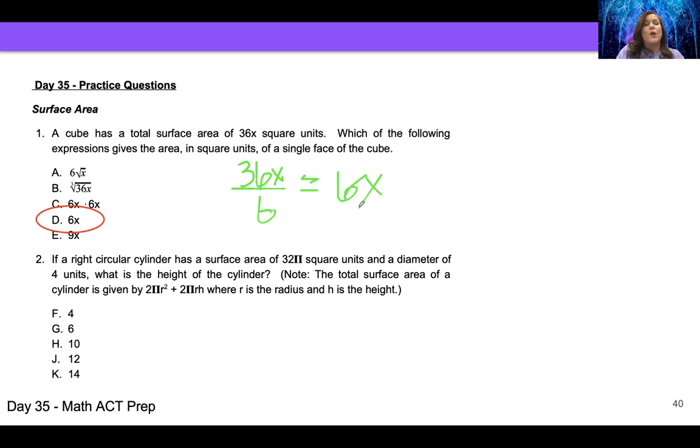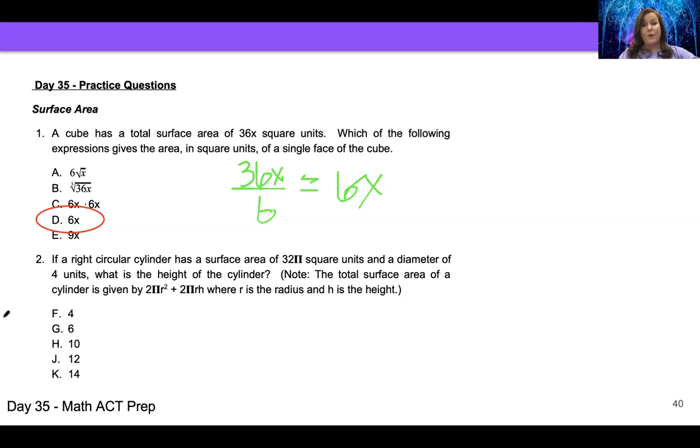It's an expression. We're not going to give an actual number, because until somebody tells me what x is, I have no idea. The best I can say is it's 6 times x. Now here you've got a circular cylinder. So it's like a can, like a can of soup, can of SpaghettiOs. And the surface area is 32 pi square units. The diameter, so all the way across, is 4 units. They want to know how tall it is.